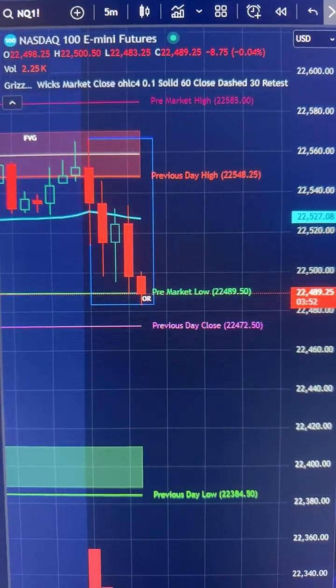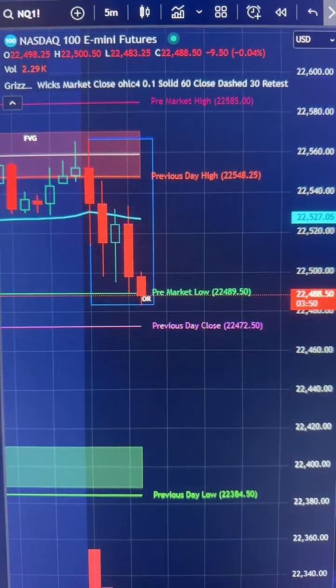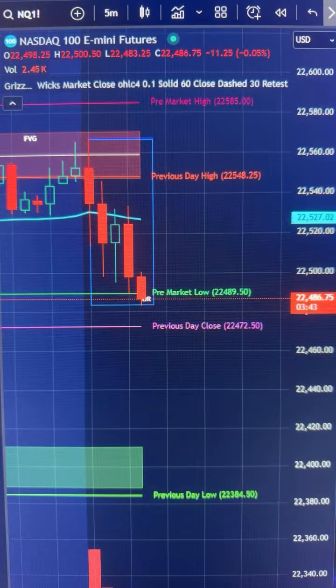Brian, if we confirm down there, I will. I want to see what we do. If we break below that previous day close at 22,472.5, I'm probably not going to look for the bounce anymore. Just follow the ORB criteria at that point.